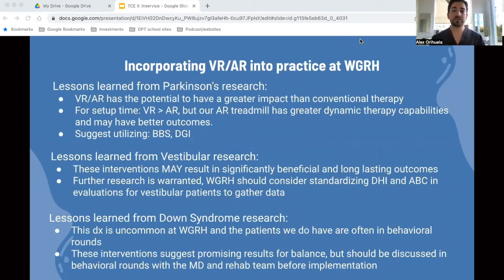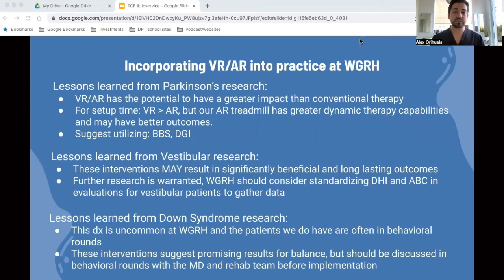At West Gables, recently you guys acquired both augmented reality in the form of a treadmill with a projector that provides visual obstacles and cueing, as well as the Virtualis, which is a 5 VR system with rehab software. The results from all of these studies are very promising, but also suggest that further research is warranted.